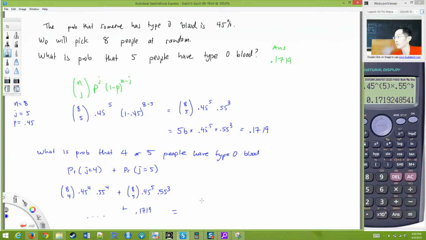Is that okay? I didn't bother going through all the steps with this calculation, but we can use this sense to do something like that. If I said, what's the probability that at least one person has type O blood, how would we go through that?